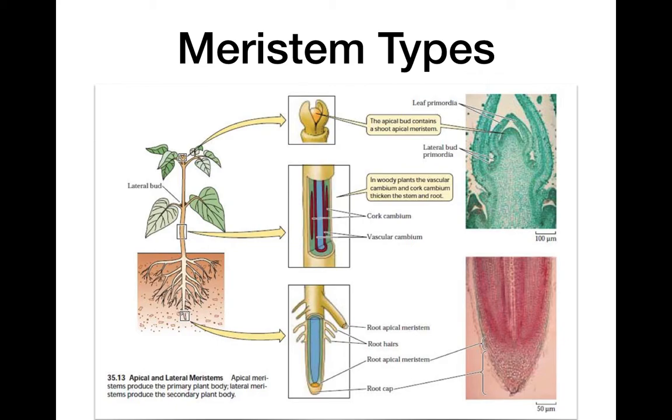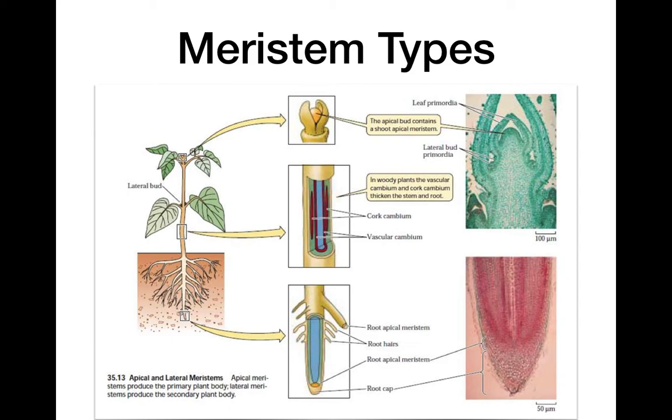Under a microscope, this is what a cross-section looks like. You can see the baby leaves starting up here. You can see here all the cells differentiating. Look in the stem. Inside the stem, you have the cork cambium on the outside, and the vascular cambium on the inside of that, in a woody plant.